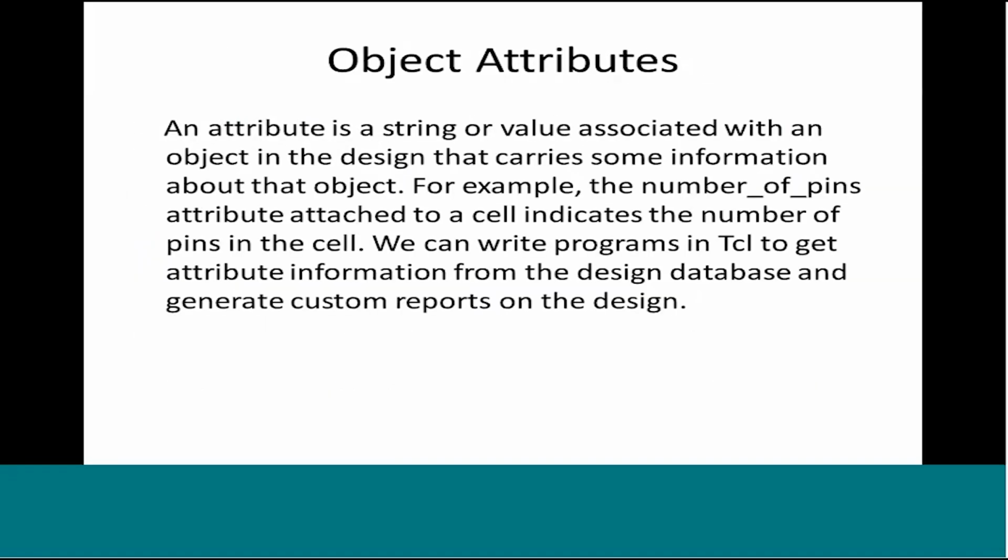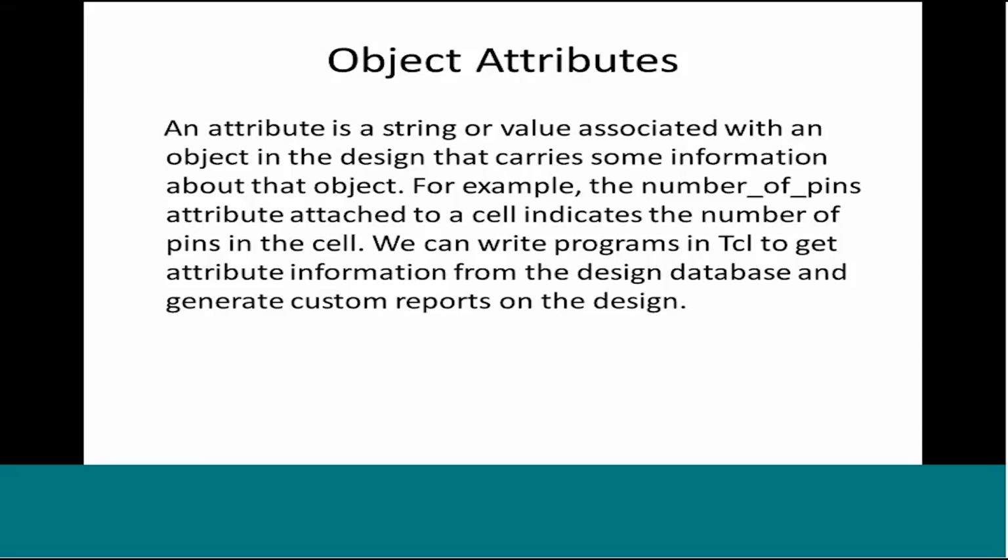Now let's talk about a very powerful feature of PrimeTime called object attributes. I'll read it from the slide. An attribute is a string or value associated with an object in the design. What is an object in the design? An object can be anything: port, pin, cell, instance, net, clock. All these are objects. If you remember, we discussed a figure in which I showed you the different objects in the design. An attribute carries some information about an object.